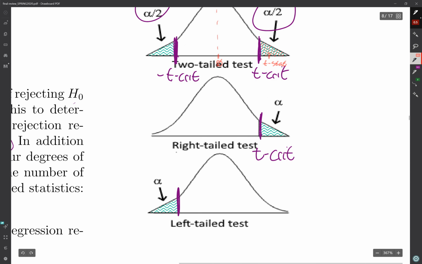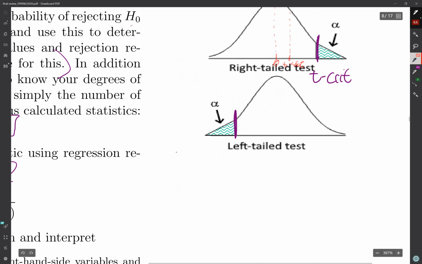However, let's say it wasn't in the rejection region. So let's take a look at this right tail test, and let's say our t-stat was right here. Okay, so that is not within the rejection region, meaning it's not far enough away from 0 for us to be comfortable saying we have evidence that it's different than 0. So in this case, we would say we fail to reject the null hypothesis.